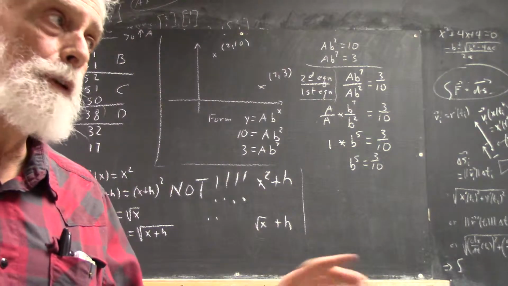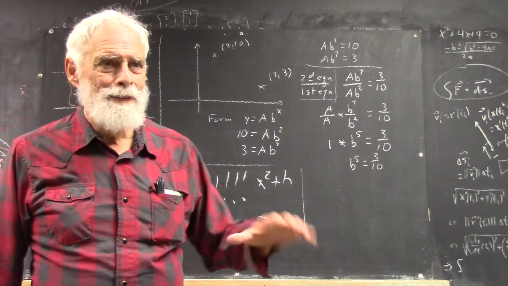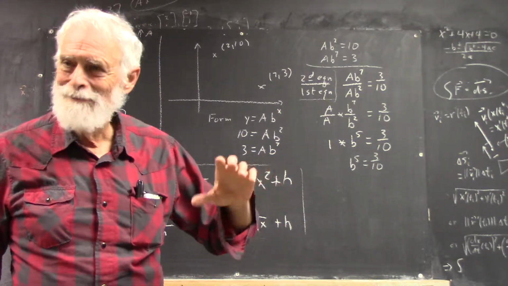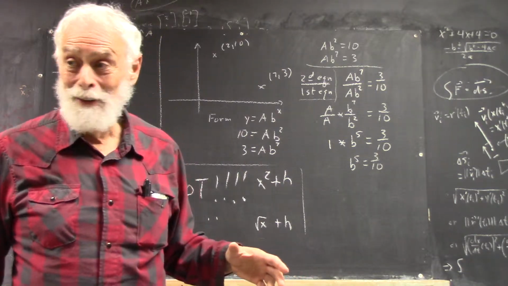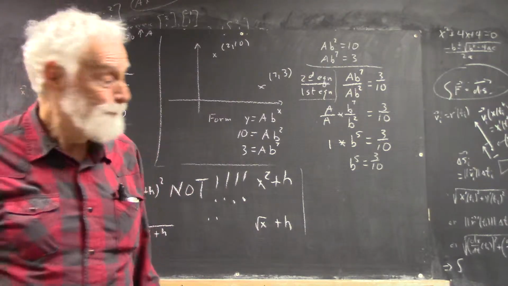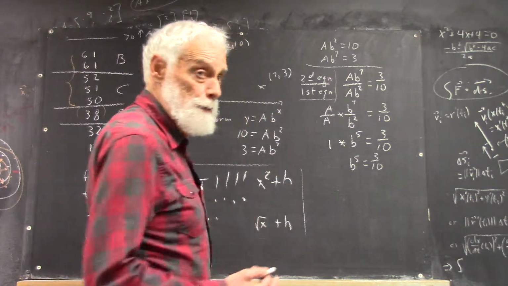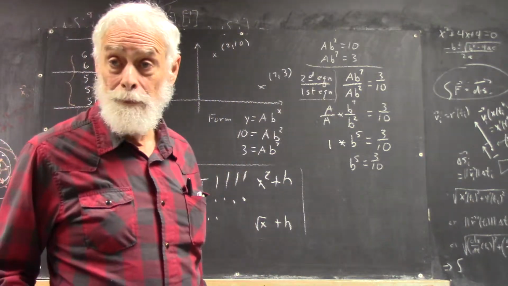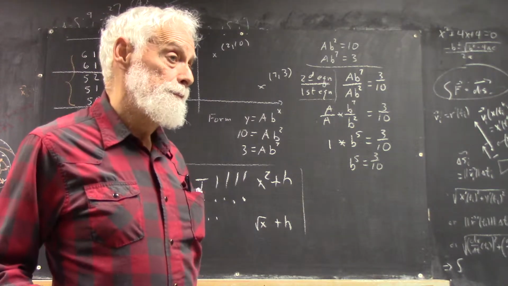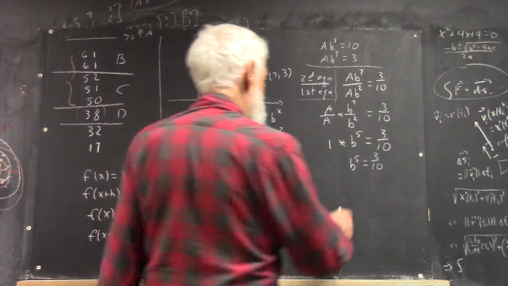Well, judging from what we saw on the test, from people that took the test, pretty much, yeah, but maybe not always. Okay? More would get that than wouldn't. Okay? B to the 5th equals 3/10. How do we solve it? What do we do to both sides? Some of you know, but nobody wants to say, so I'm going to tell you.